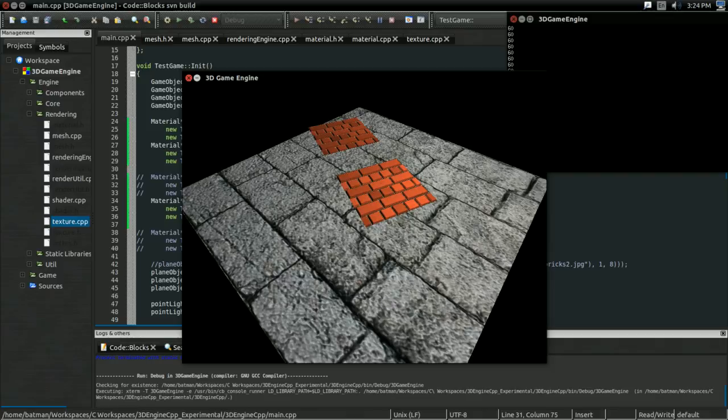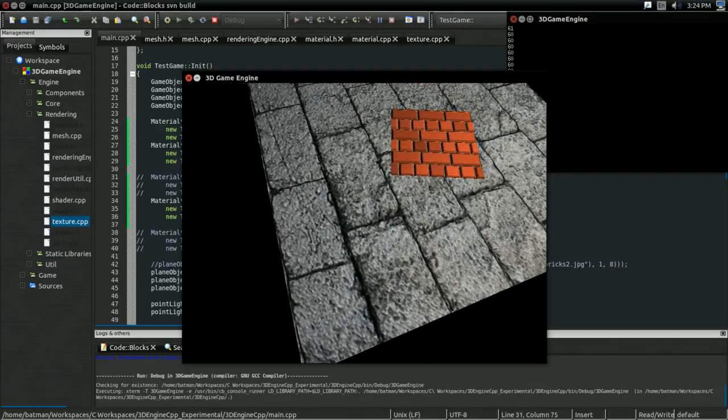Hello everyone, it's Benny, and in this video, we're going to be talking about parallax displacement mapping. That's a technique that can take just a couple of polygons and make them look like they're composed of millions and millions of polygons.